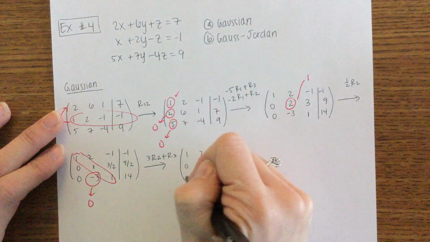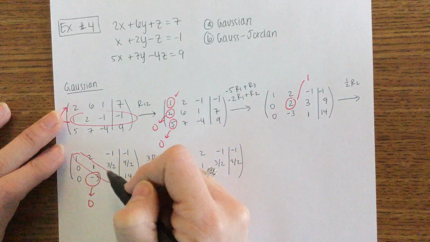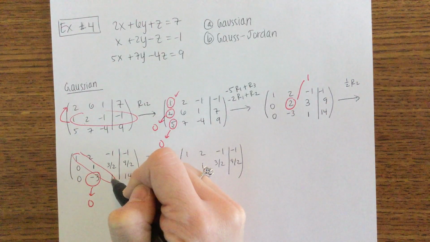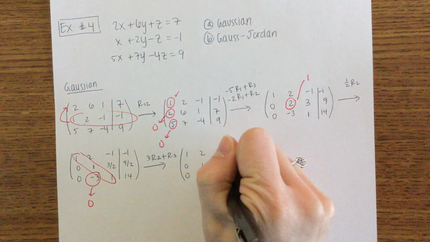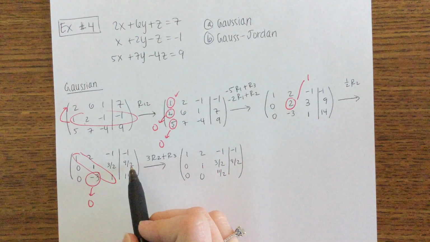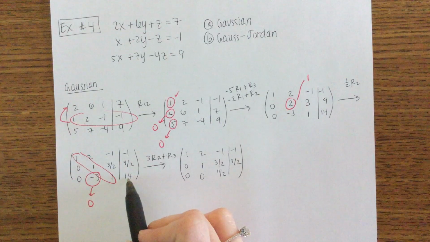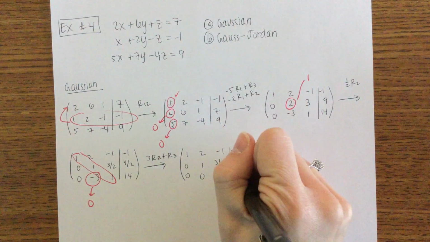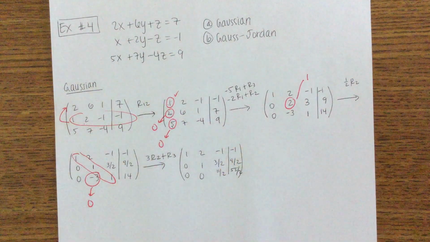So I get 3 add negative 3 is going to be 0. I get 9 over 2 add 1, which is going to be 11 over 2. And then 27 over 2 add 14, if you trust me, is 55 over 2.